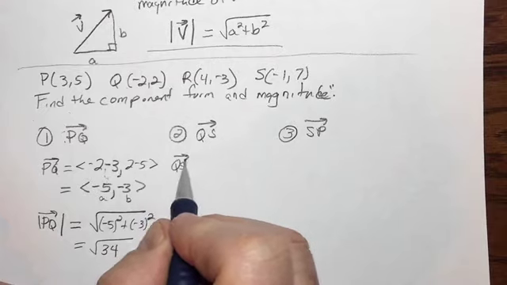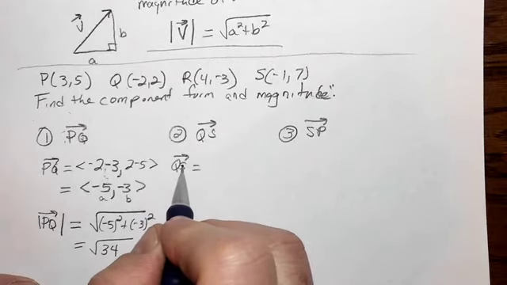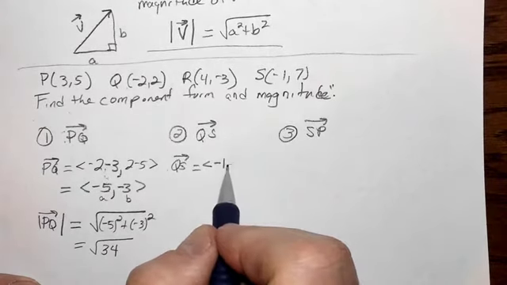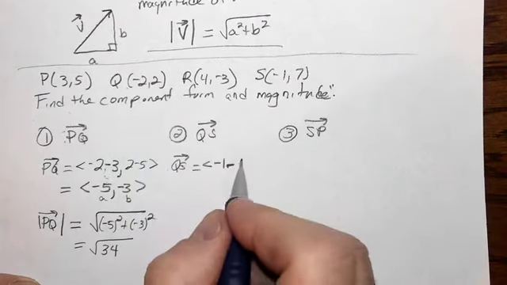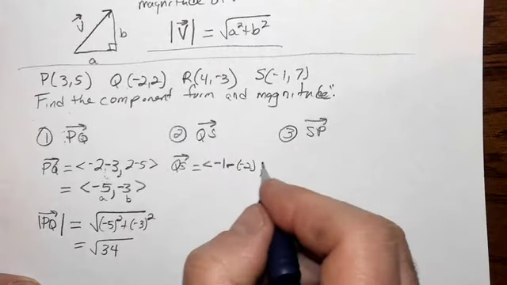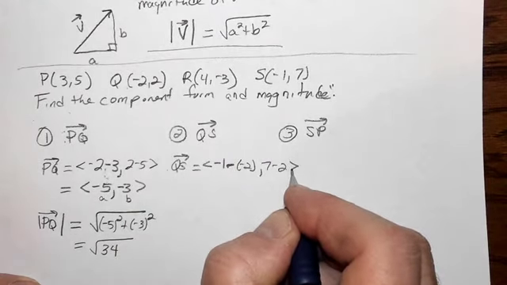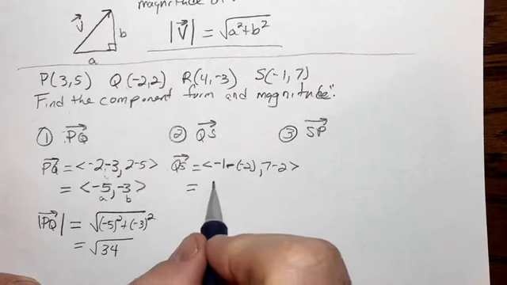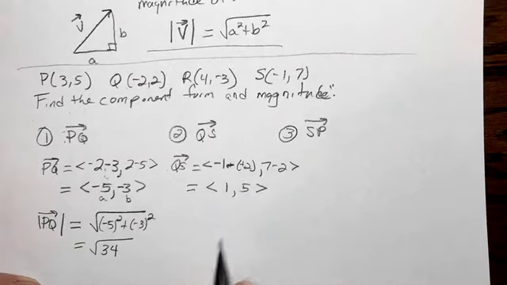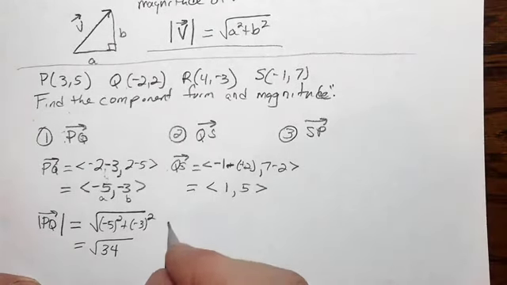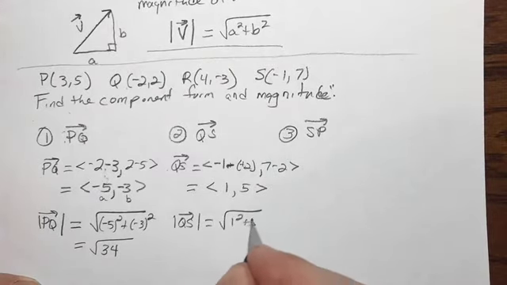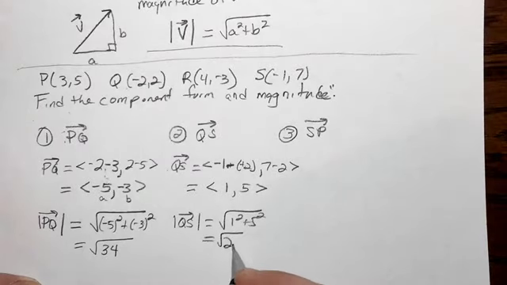QS. S is the head, so we're going to go S minus Q. So we're going to go -1 minus -2 and 7 minus 2. A minus a minus is a plus, so that is equal to 1, 5. The magnitude of QS then is the square root of 1 squared plus 5 squared, which is the square root of 26.